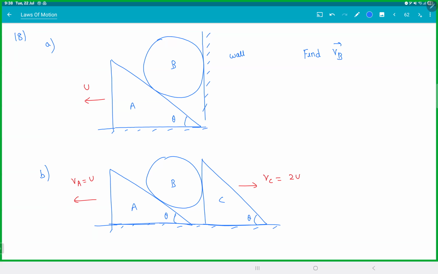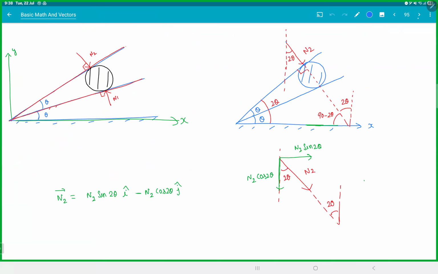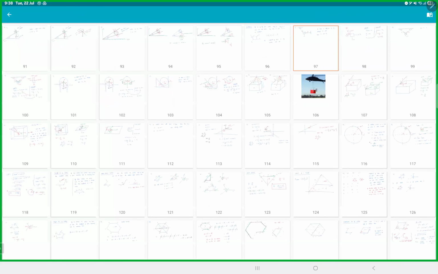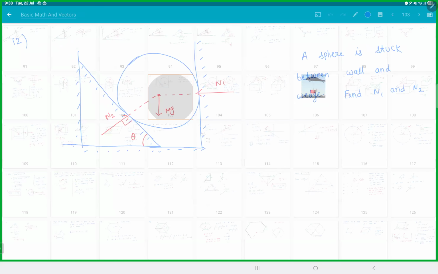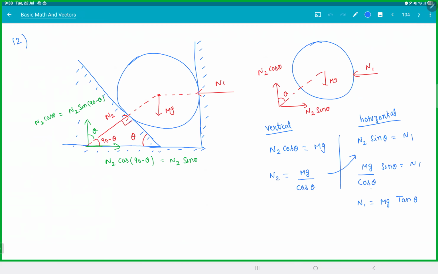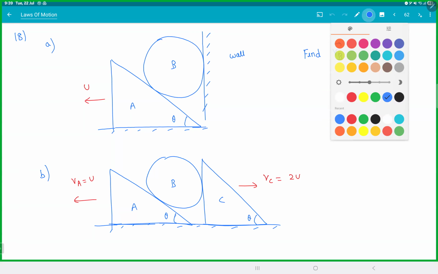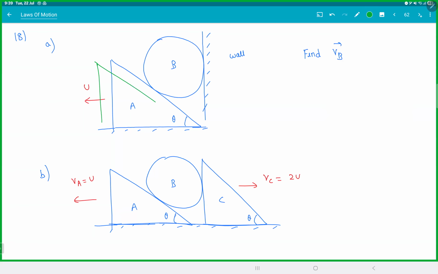You know where you have seen this picture before? Remember this picture? Find N1 and N2. We did this in equilibrium, these kind of questions. So we'll see later on, these things will pop up. For now, it's only constraints. We are not interested in the forces and all. If I pull that A with U backward, to the left side, you know what will happen? This wedge will come here and the ball will fall down. So the ball keeps coming down.